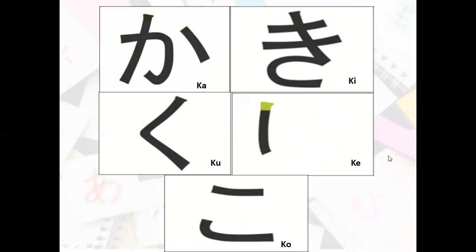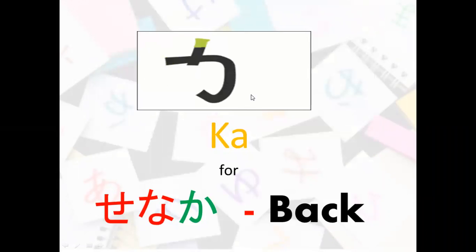Let us begin with our first alphabet. Our first alphabet is Ka. And how is it written? Let us see. This is the first stroke, this is the second stroke, and this is the third stroke. Let us see it again. First stroke, second stroke, and third stroke. And how is it pronounced? It is pronounced as ka.